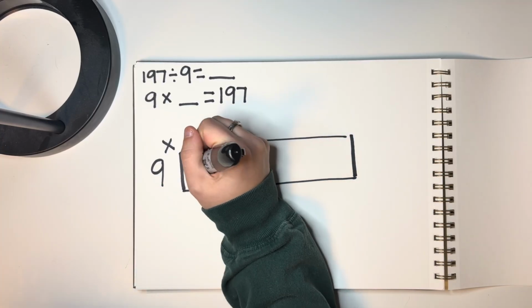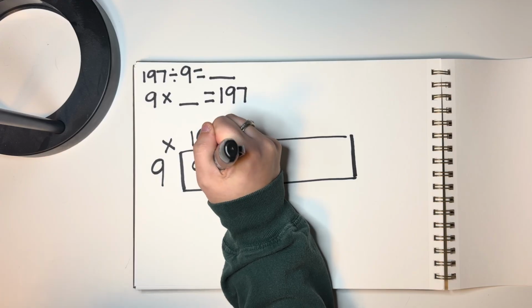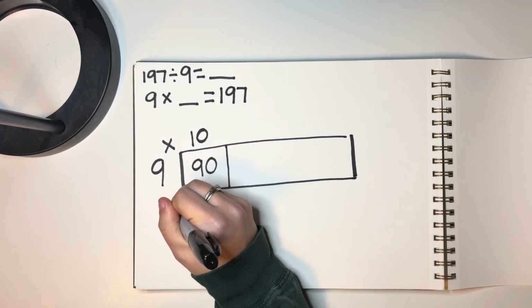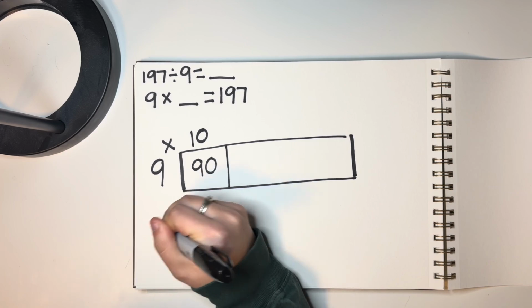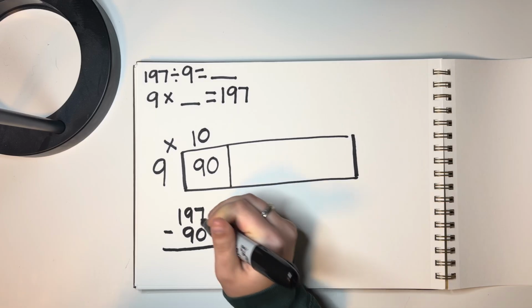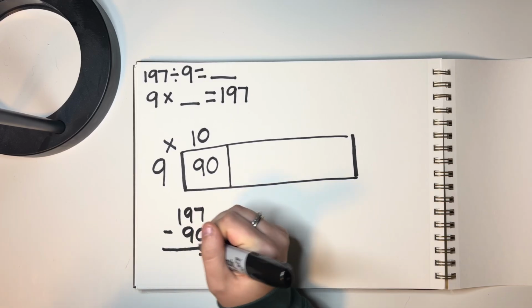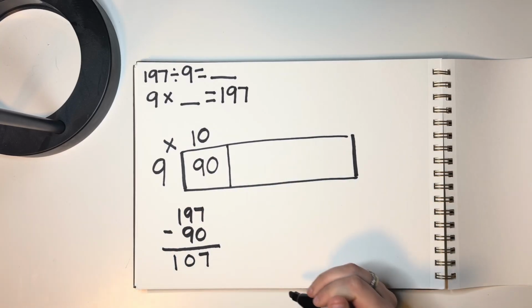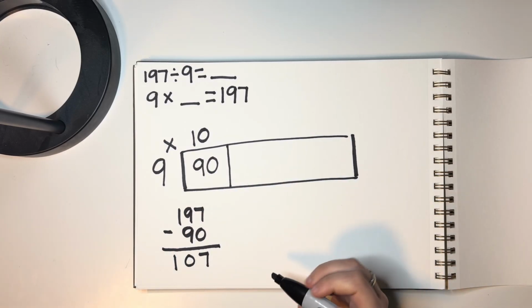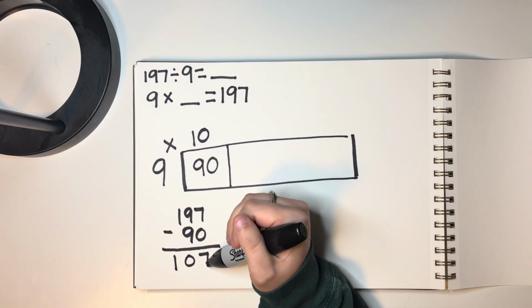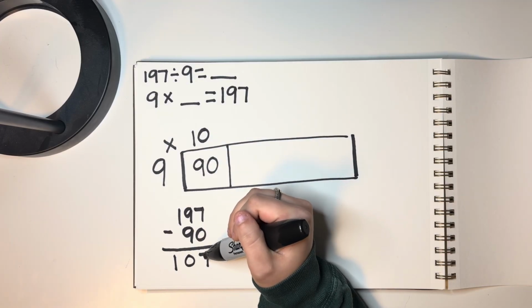9 times 10 is 90. That's my first partial product, and I'm going to take that away from 197. So I know how much more of the product I am still looking for. 7 minus 0 is 7. 9 minus 9 is 0. I bring down my 1, 107. So now I'm asking myself, what can I multiply by 9 to get me closer to 107? So what I'm going to do again is another friendly number.